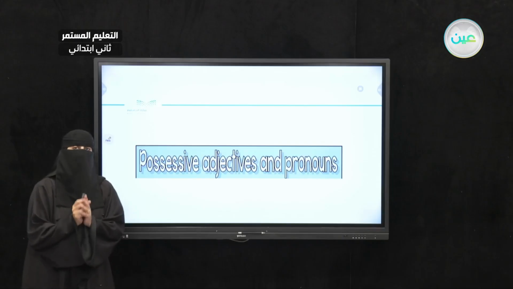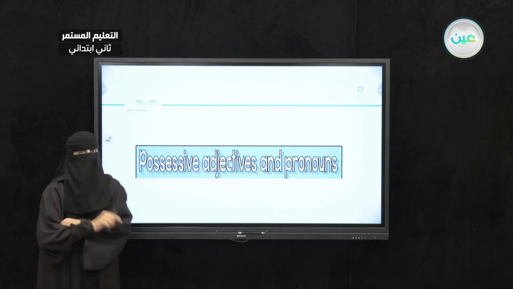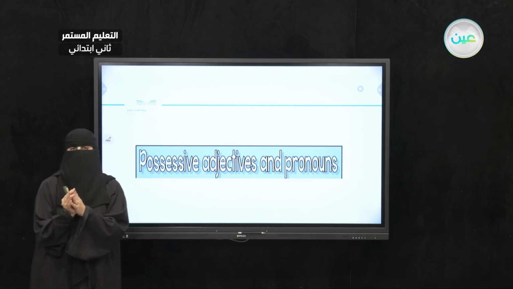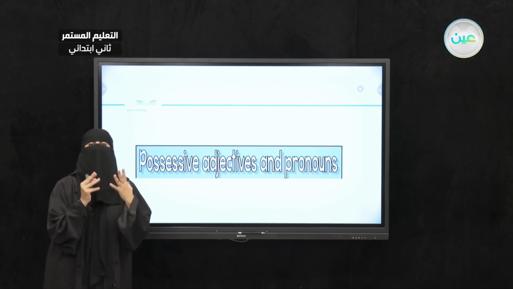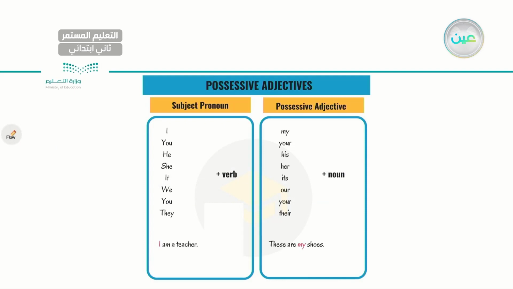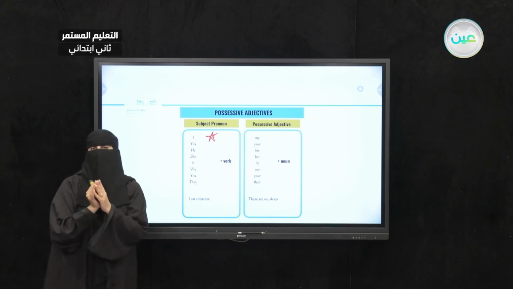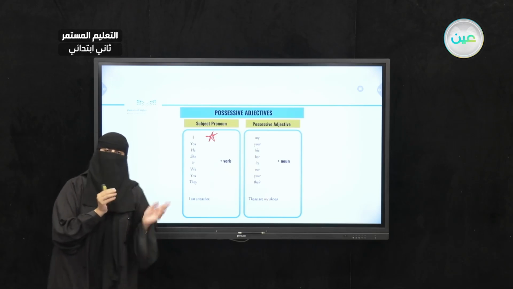For this lesson, my dear student, we will try something different that's called possessive adjectives and possessive pronouns. What are these? When do we use them? And most importantly, how do we use them? For example, as you can see here, I need you to focus on the left side first. So here, we're talking about subject pronouns, and we revised this before in our enrichment activities.